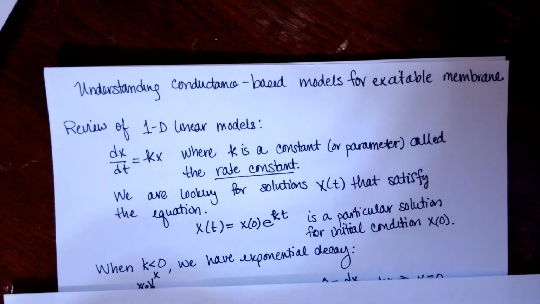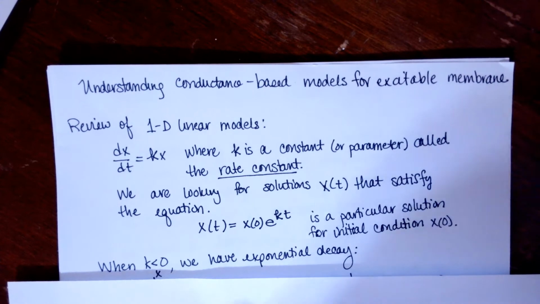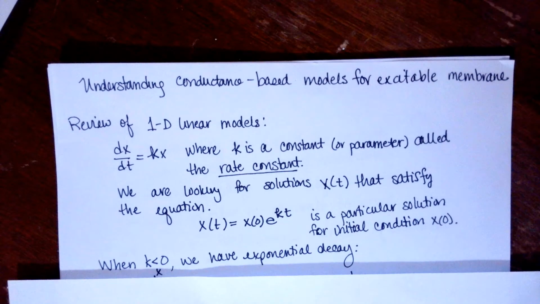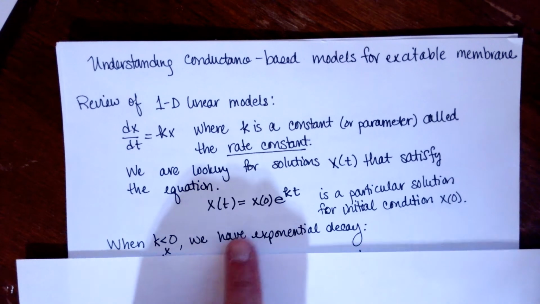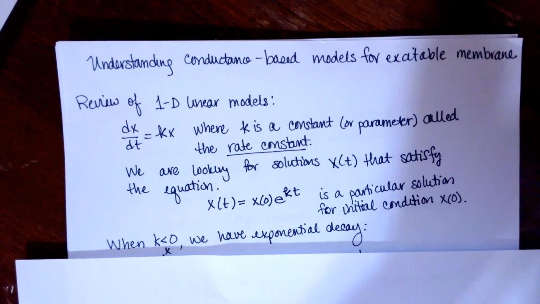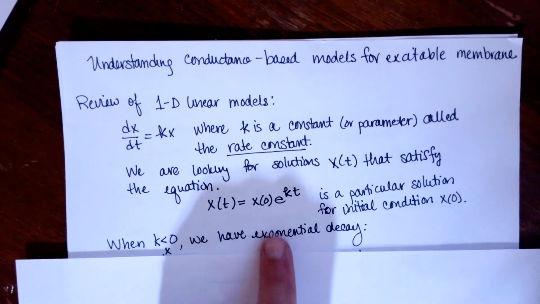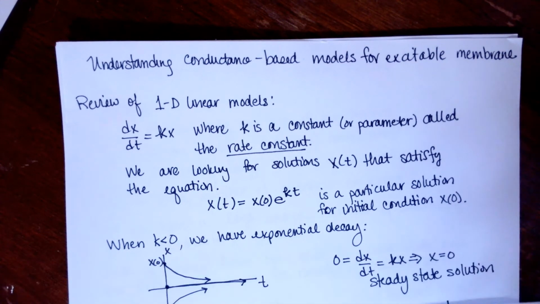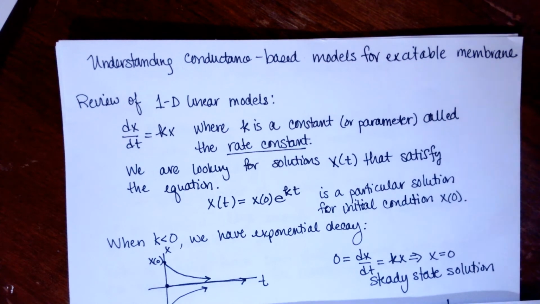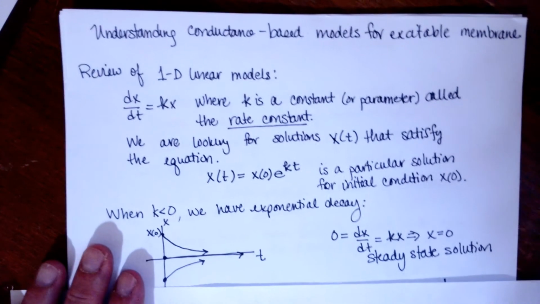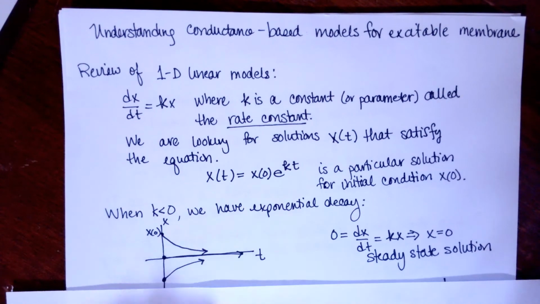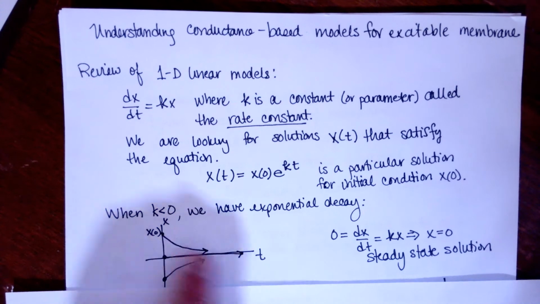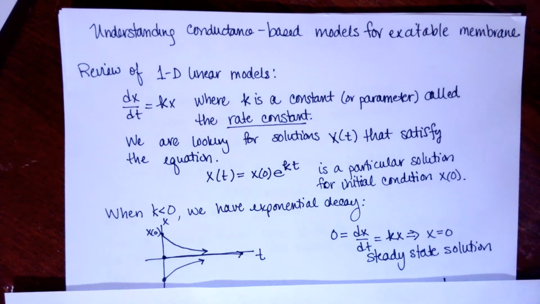When k is less than 0, you might remember this from calculus, we have what we call exponential decay. This means our solution, when k is less than 0, is going to decay towards 0. If we were to plot that, just a schematic sketch, plotting x versus t, for any x0 that we come up with when t equals 0, our solutions are going to approach 0, and that's our long-term behavior.